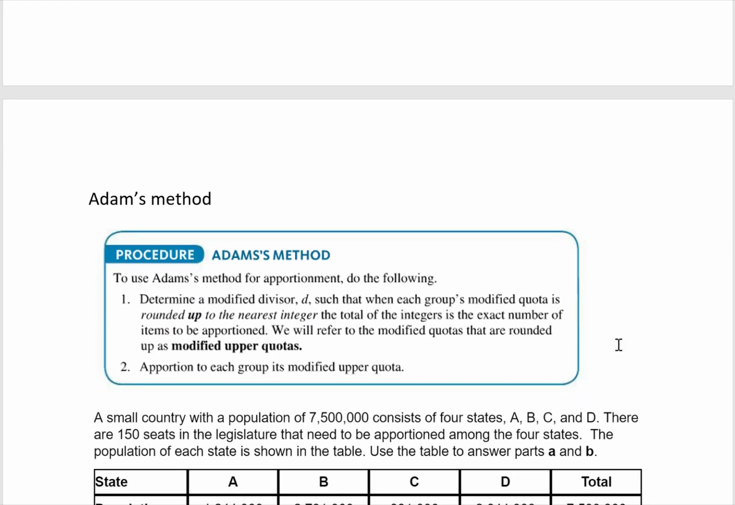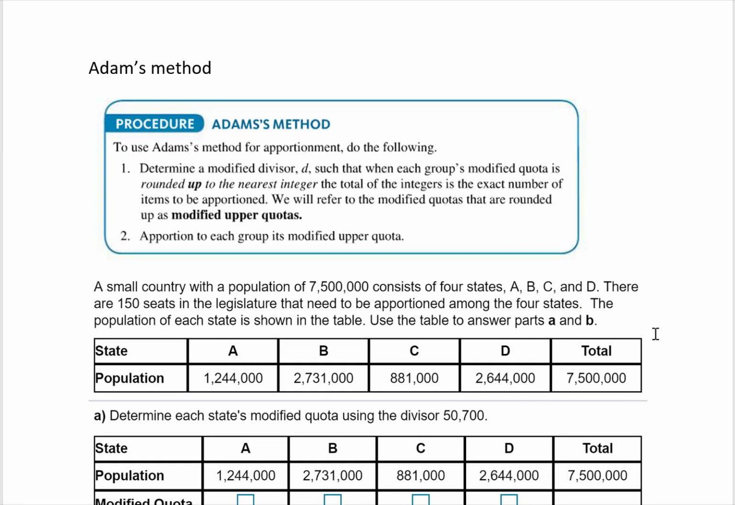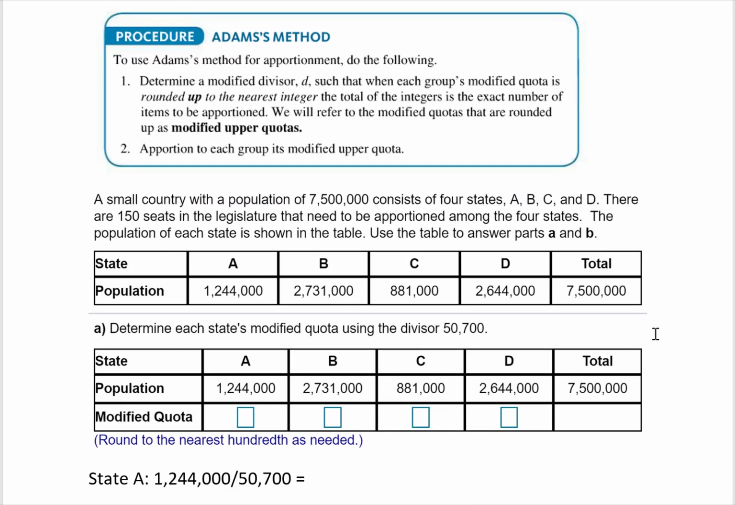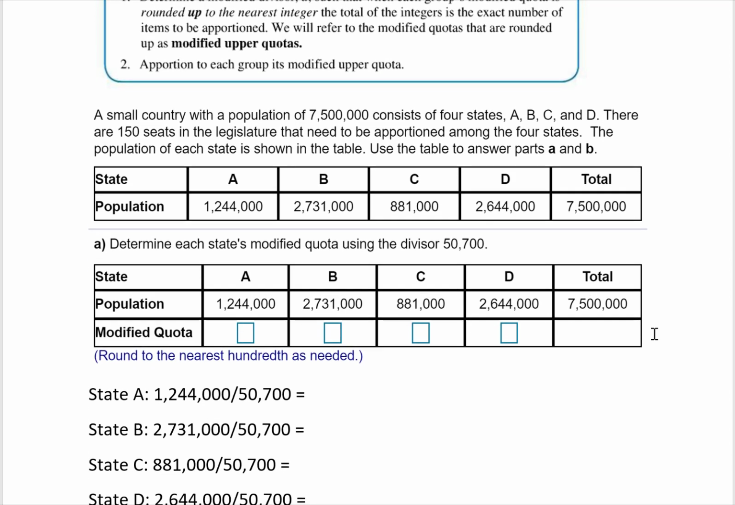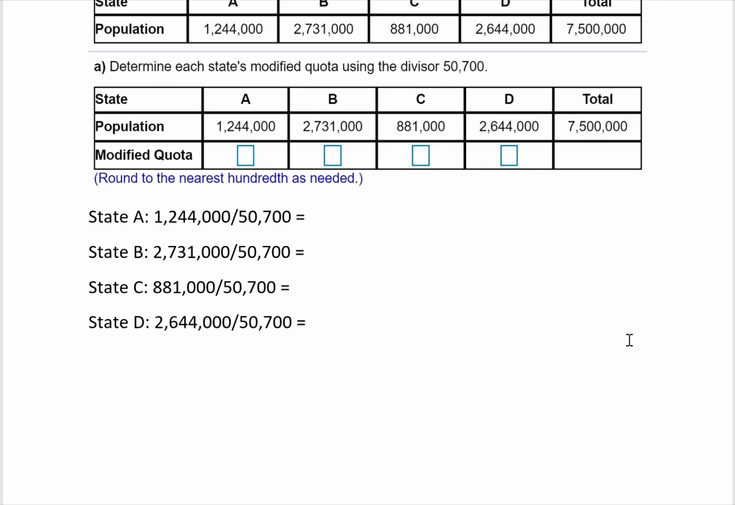The next problem uses Adams' method. And in this case, we're going to round up after we divide by the modified divisor. We have a small country with a population of 7.5 million, consists of 4 states, A, B, C, and D. There are 150 seats in the legislature that need to be apportioned among the 4 states. The population of each state is shown in the table, and we're going to use a divisor of 50,700. So if I take each state's population and divide by the 50,700, in the first case, I'm going to get 24.54.